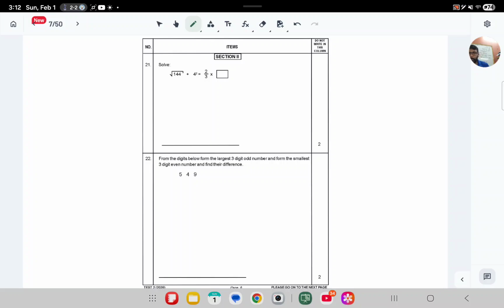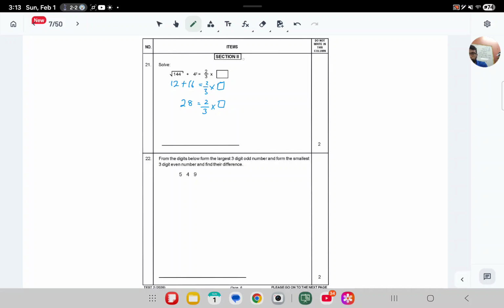Alright, so let's solve for one side that we know. So we know the square root of 144 is 12, and 4 squared is 4 by 4, which is 16, and that is equal to 2/3 of some number. So 16 plus 12 we know is 28, is equal to 2/3 of some number.